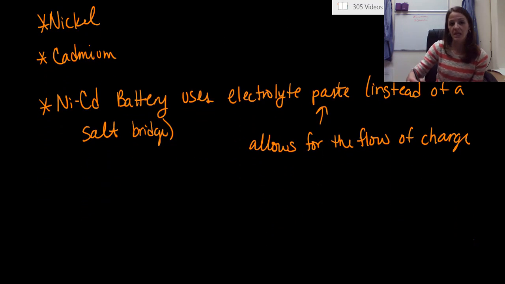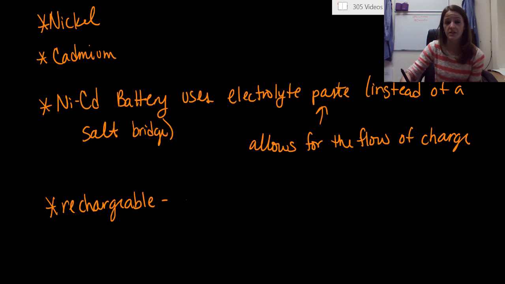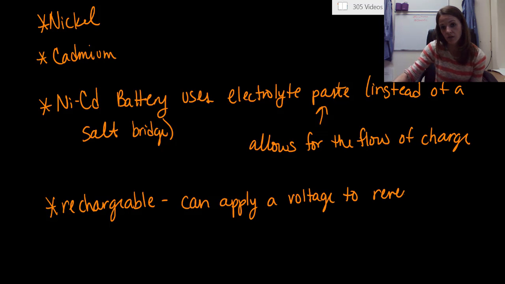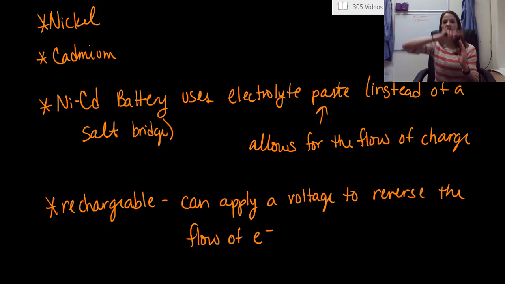Now, that means that this battery is rechargeable, which is really awesome. In order for this to happen, you can apply a voltage to reverse the flow of electrons. In a standard galvanic cell, the electrons are going from the anode to the cathode every single time. This is the spontaneous process, and it has to do with the difference in the energy levels.